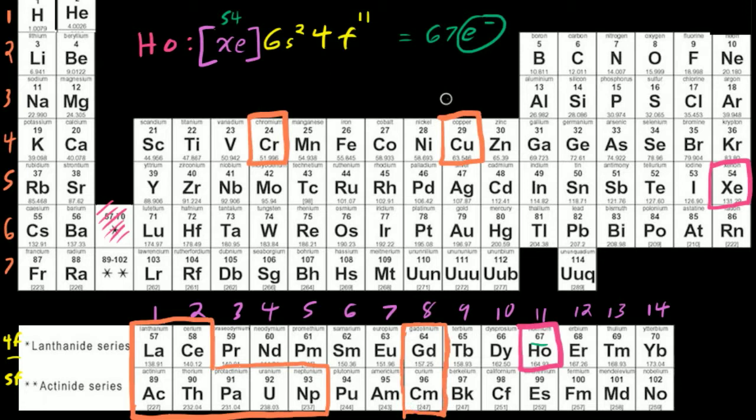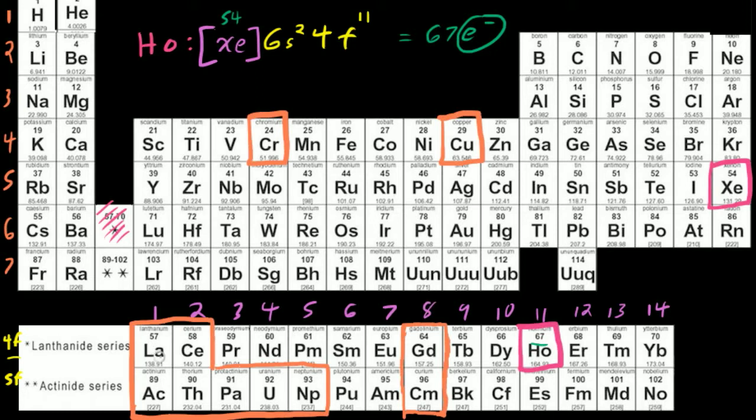they're similar to the reasons that chromium and copper were exceptions to the electron configurations that we saw in our D block. I'll probably talk much more about that further on in the future of this playlist. I don't think I'll go into too much depth on that right now. But anyway, I'll talk about that more in the future.